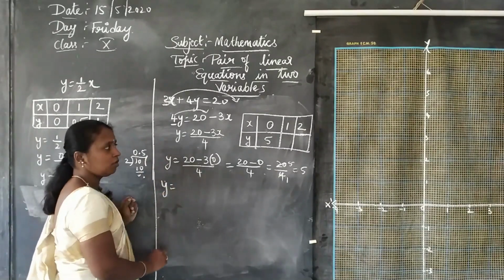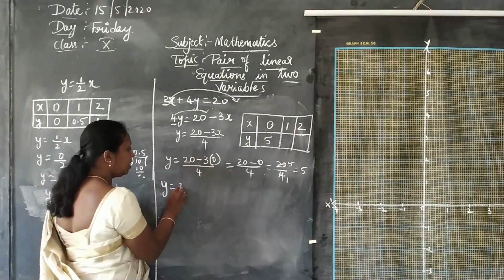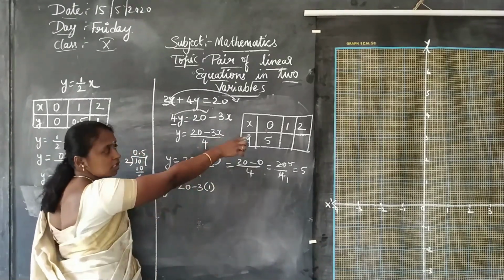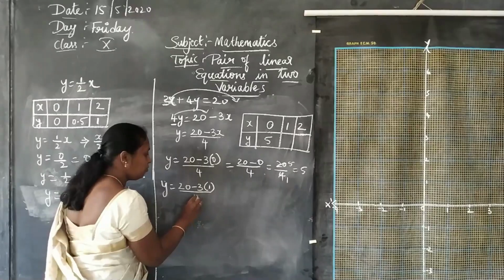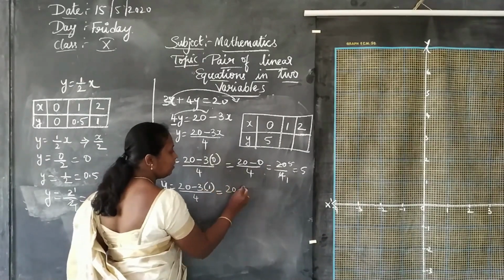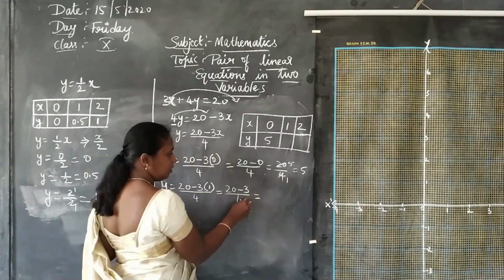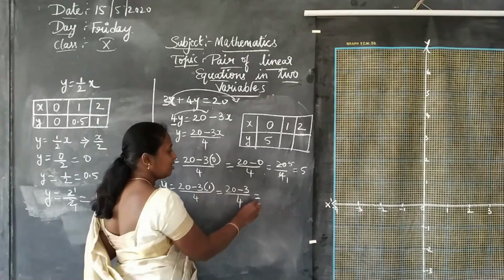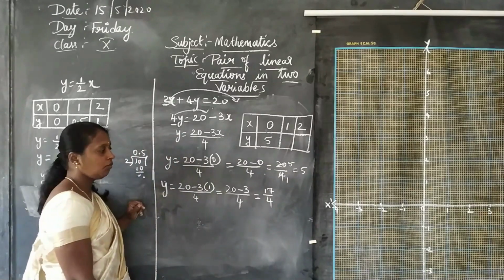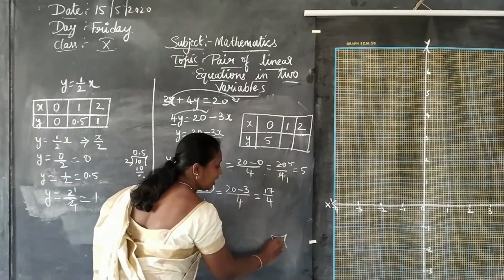Next one. y is equal to, now what should I substitute? 1. So 20 minus 3 into what? The x value is 1, divided by 4. 20 minus 3 ones are 3, divided by 4. Then 20 minus 3 is how much? 17 by 4. Clear children? Divide this 17 by 4.